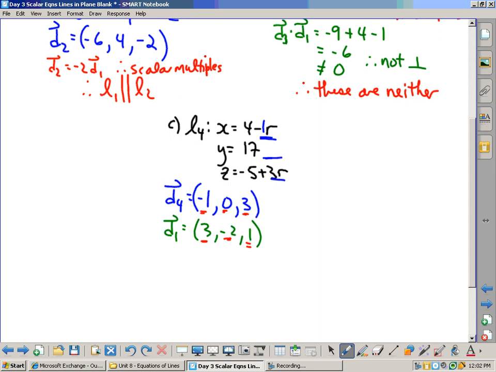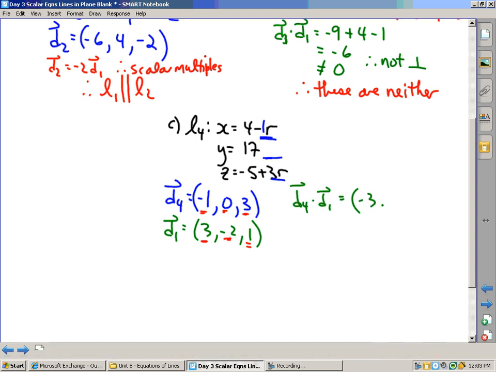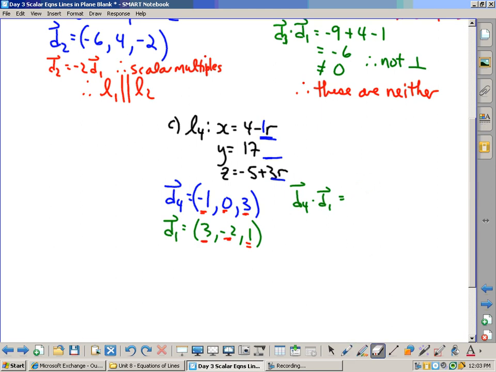But I should do the little test off to the side just to be safe. So let's do D4 dot D1. We multiply the x's, we get -3, plus 0, plus 3. And of course that's 0. So therefore they're perpendicular, and I can then assume that L4 is perpendicular to L1.